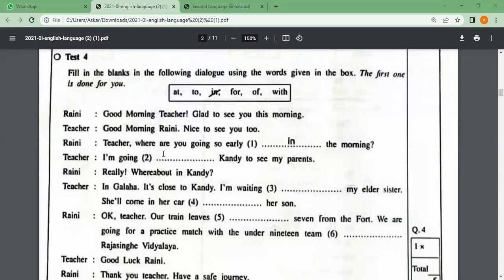I am going to Candy to see my parents. In Galahad, it's close to Candy. I am waiting for my elder sister. She will come in her car with her son. With her son. So, okay teacher, our train leaves at 7 from the fort. We are going for a practice match with the under 19 team of Rajasingha Vidyalaya. Right? Did you understand, dear students?